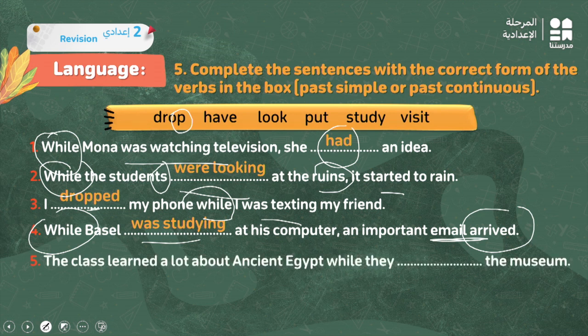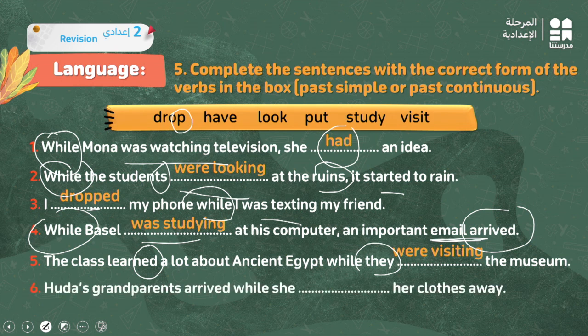And for number five, the class learned a lot. Learned. So this means I finished the short action and I now am focusing on the long action. While they, plural subject, space the museum. Of course, were plus ing of visit, it's were visiting.